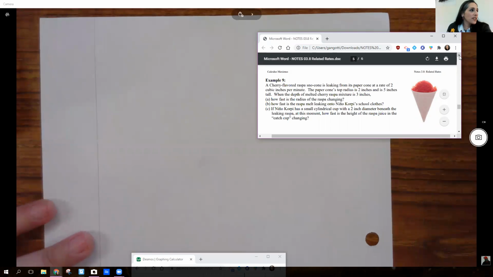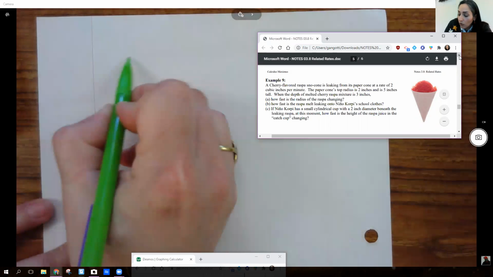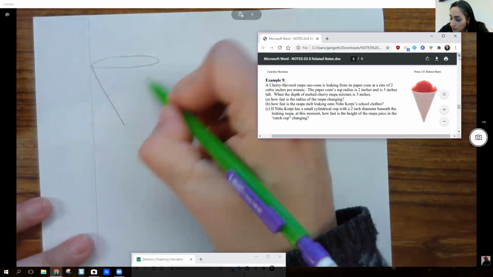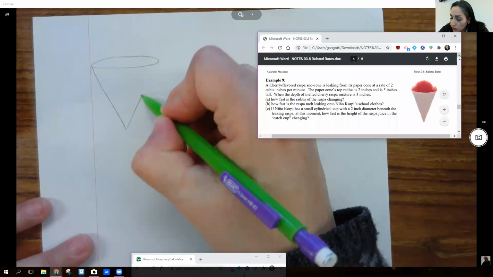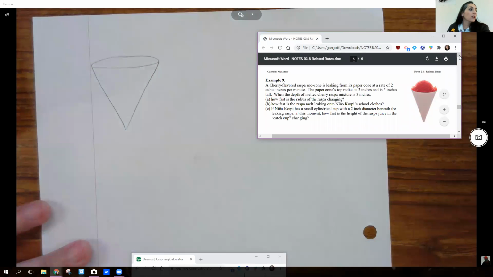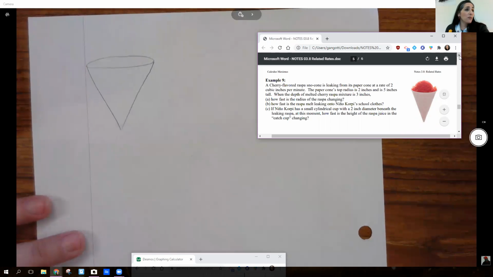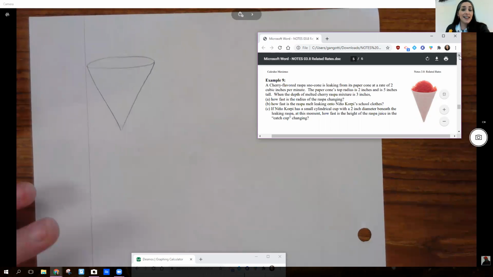Let's draw ourselves a picture. So we've got the cone upside down that's holding the raspa. Oh, I guess it's not raspberry, right? Because it's cherry flavored. So I guess they just call it raspa. I don't know. I learned this by watching Mr. Corpi's video one time. It's a Texas thing.